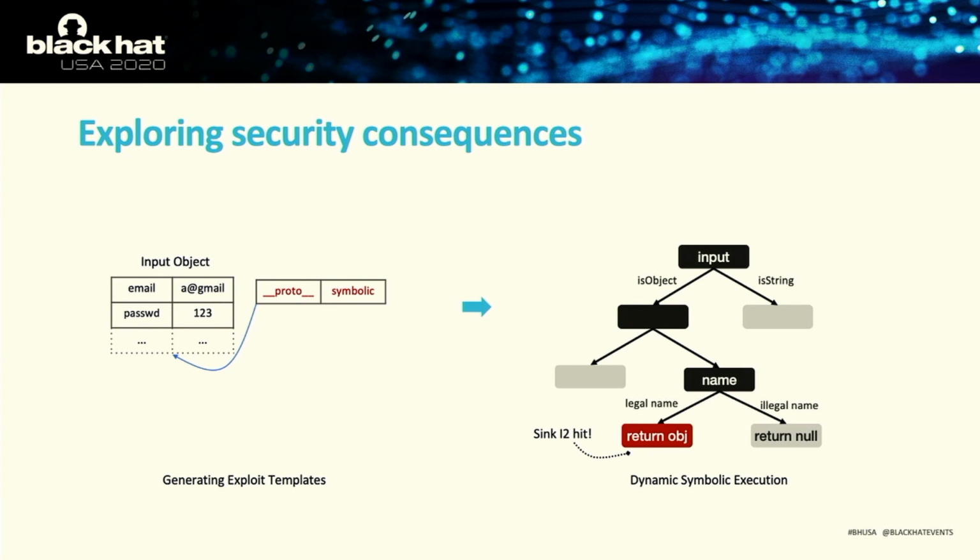Then we run the test program with our constructed templates and symbolically execute the hidden property. As shown in the picture, the symbolic execution will explore all the path constraints on the path. And if the exploration hits a certain sink, we will fetch the corresponding payloads that can trick the sink.